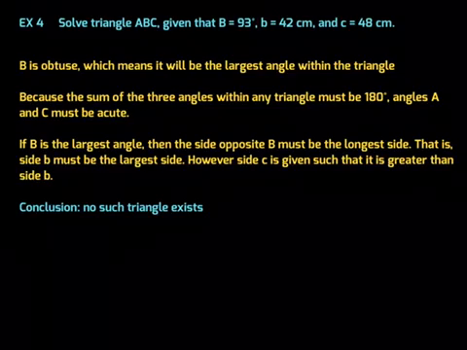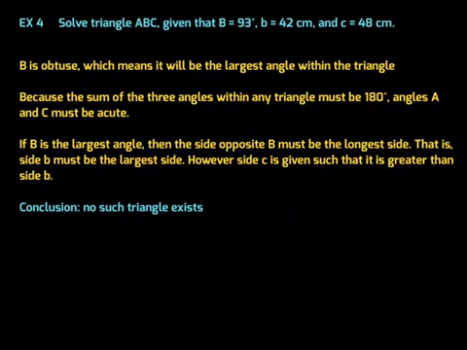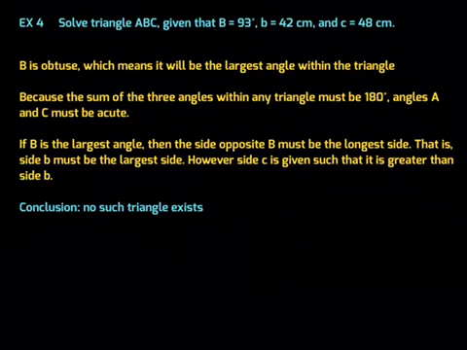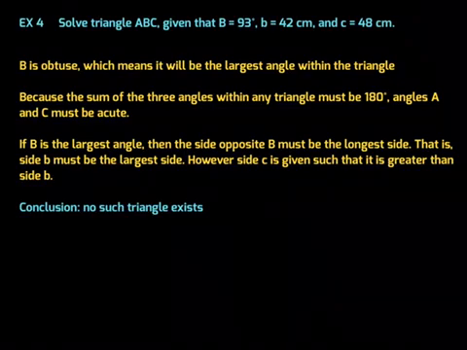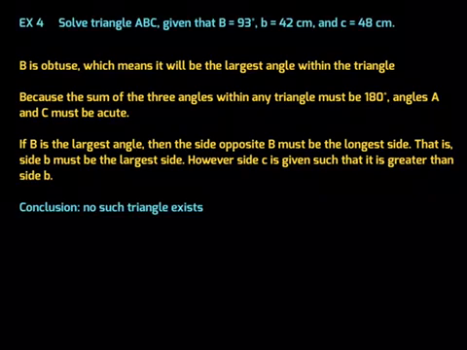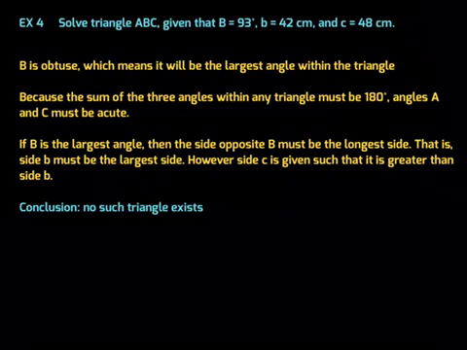All right, you guys, if you just jump in and set up the law of sines and forget this logic, you're going to find the same conclusion after doing a little bit of work. The law of sines will lead you to a contradiction, something like the sine of an angle turns out to be more than one. And then you're going to conclude that no such triangle exists.